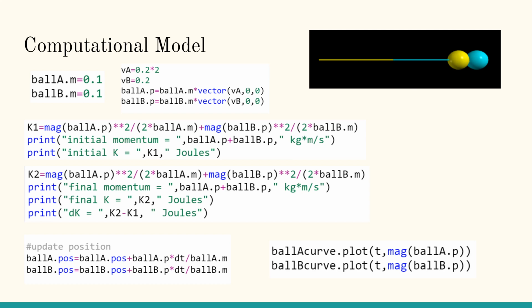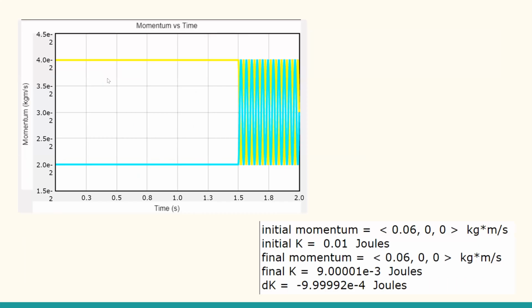And then I calculated the kinetic energy of each ball before the collision and then both balls after. And then updated the position and updated the momentum in order to get the change in momentum over time, or to show the momentum over time. And then I plotted it as shown here.